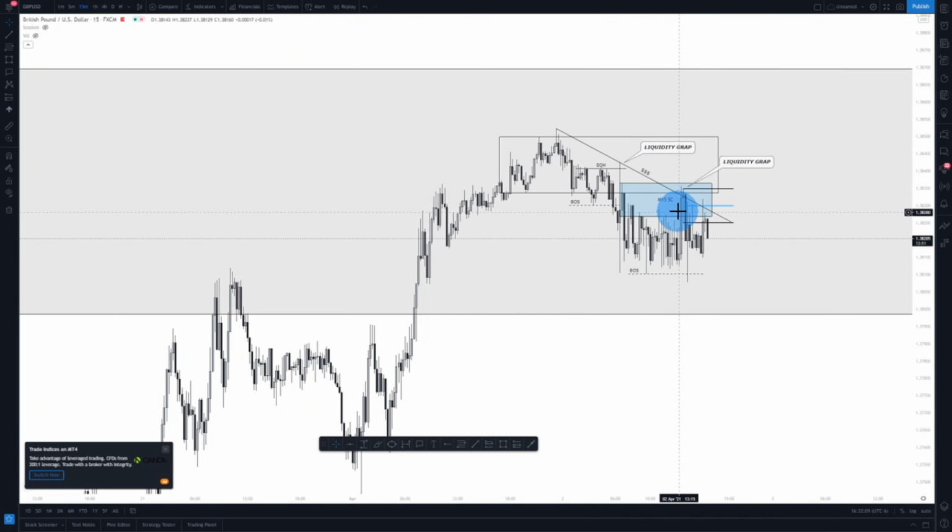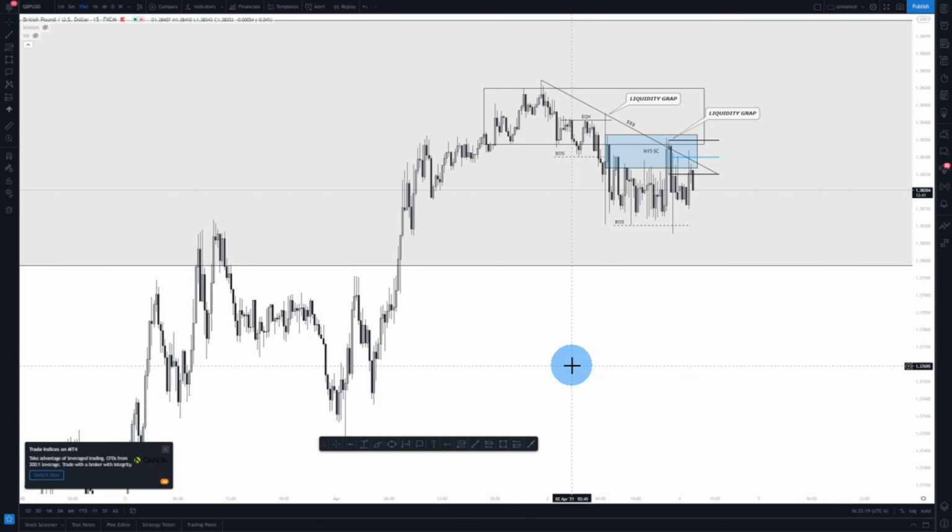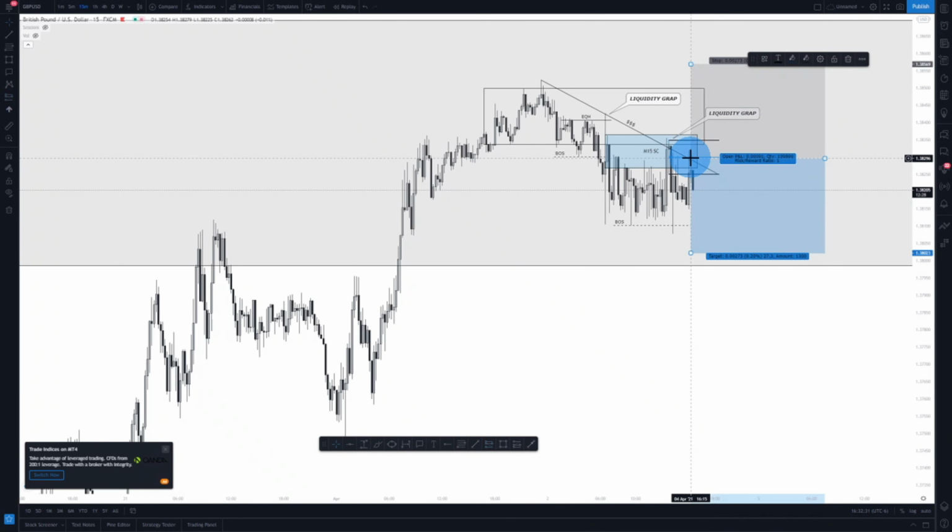So now the market just mitigated this SC by taking its 50%. Now we have a clear confirmation that the market is going down, and this is where we can take our trade. If I saw this earlier, I would have taken my trade just over here. The reason for taking our trades on an M15 time frame is to have a lower risk and a bigger reward.